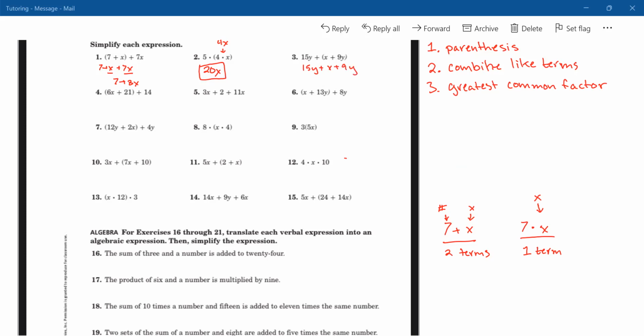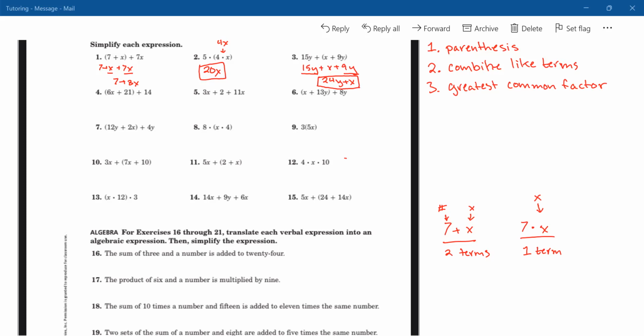Since we have two terms with y in it, we can combine those two terms, 15y and 9y. However, we must remember that we cannot combine the x because it is a different variable. So 15y plus 9y is equal to 24y plus x. And since there is only one x, we know that there is no greatest common factor. So this is our final answer.